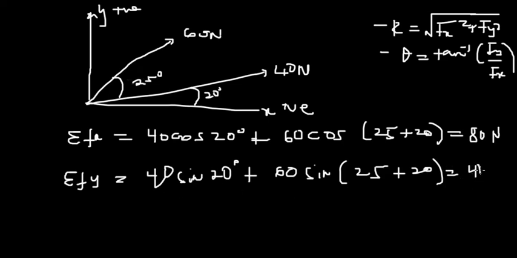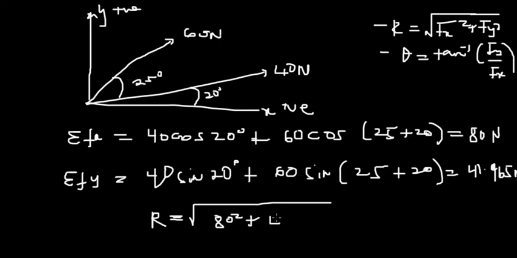When you punch this, you end up with 41.965 newtons. From here, you could just find the resultant. Our resultant will be just 80 squared plus 41.965 squared. When you punch this on your calculator, you end up with 90.34 newtons.